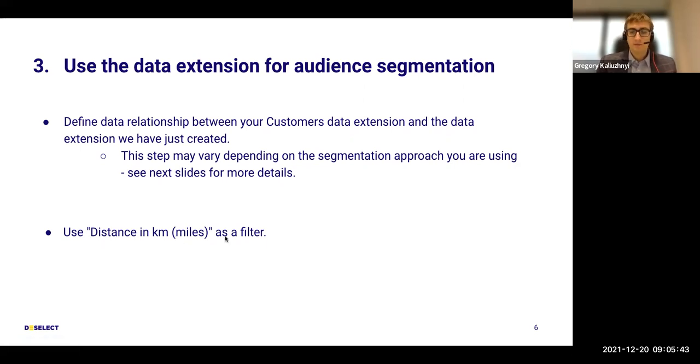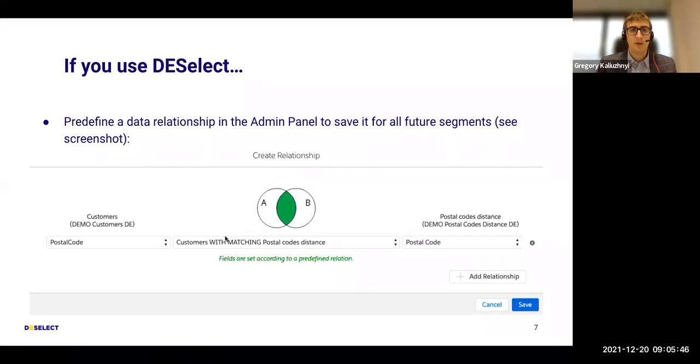So let's have a look. And let's say if you are using Deselect, then you can just predefine the data relationship in the admin panel. And you would see for any segment that you create, fields will be set according to a predefined relation. So we need to set that customers and postal code, or the data extension we just created, postal codes distance, relate based on the postal code fields in both data extensions.